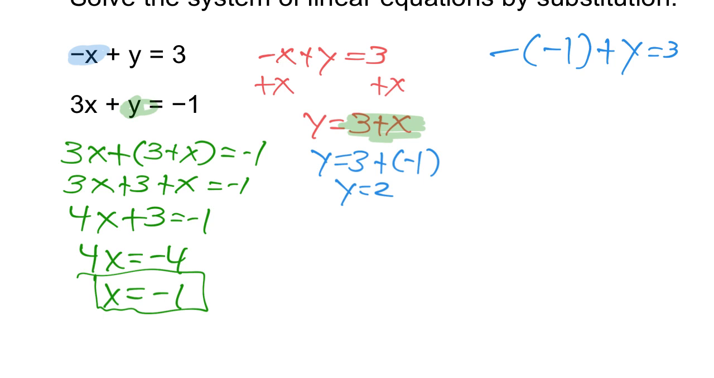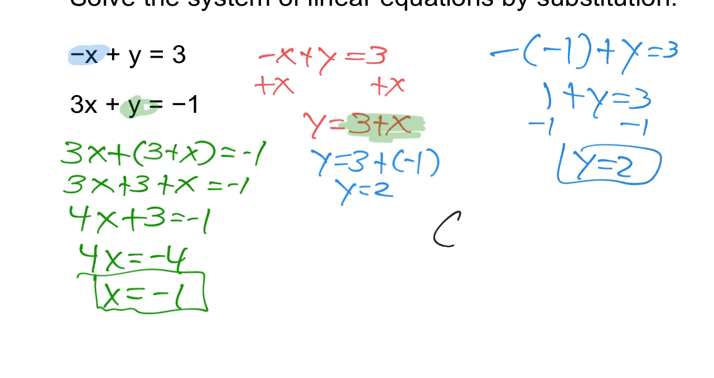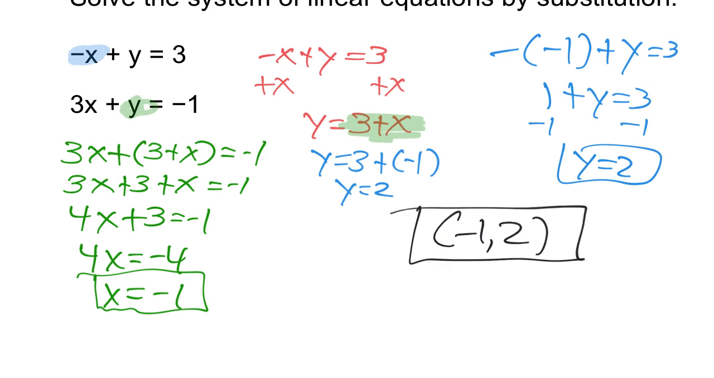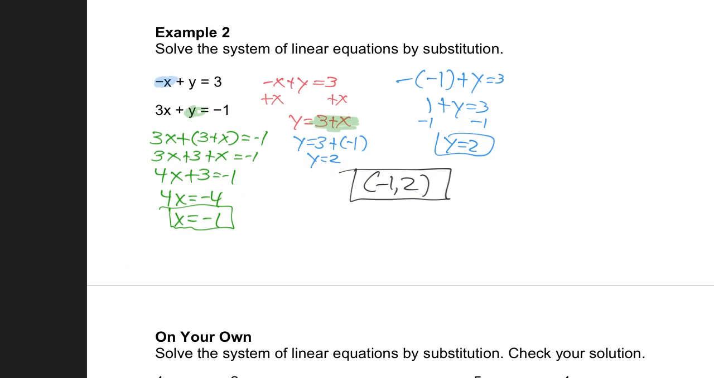So 2 negatives makes a +1 plus y equals 3. When you subtract 1 from both sides, you get y equals 2. So our final answer is going to be the ordered pair -1, comma 2. And what you would do from here, especially on a test, is you would check that in both of the equations to make sure that it works. So there's example number 2.